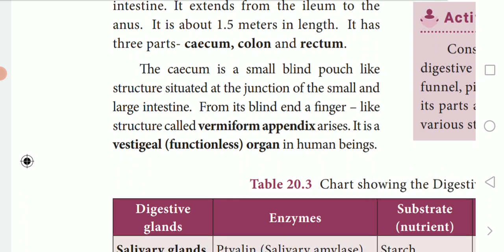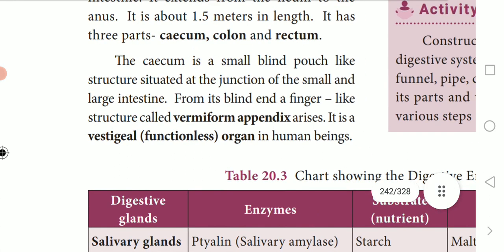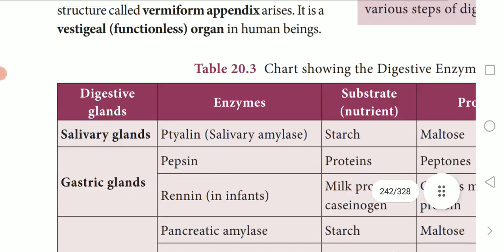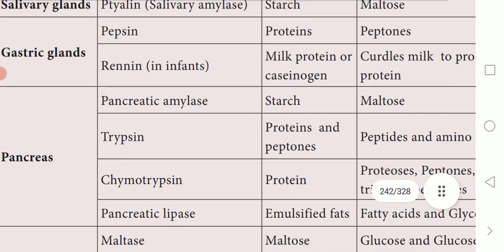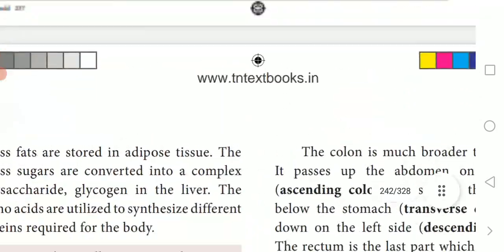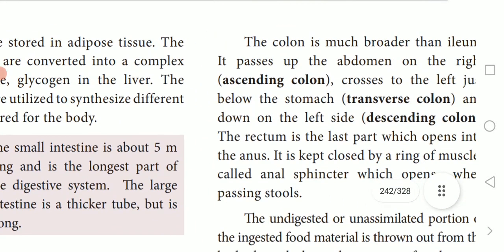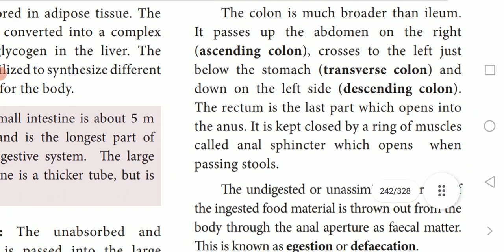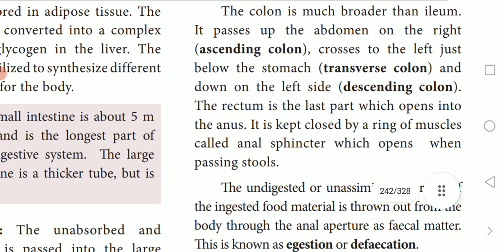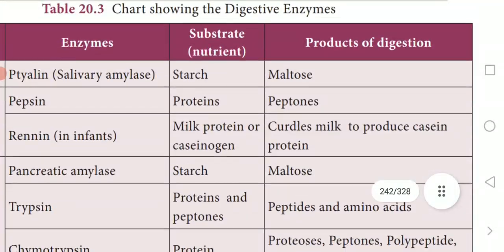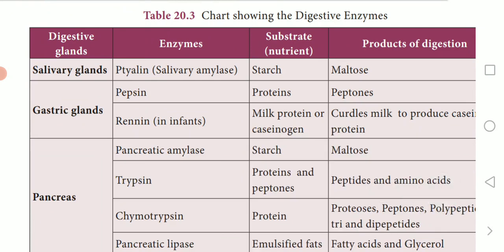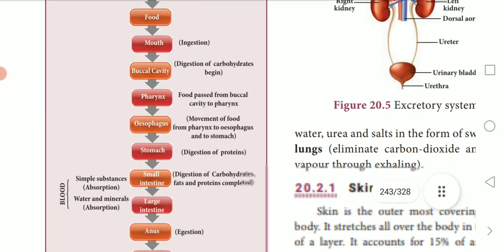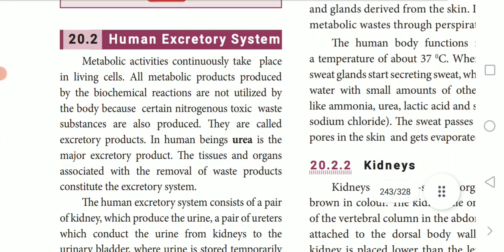The next topic is the large intestine. Unabsorbed and undigested food is passed into the large intestine. It extends from the ileum to the anus and is about 1.5 meters in length. It has three parts: cecum, colon, and rectum. The cecum is a small blind pouch-like structure situated at the junction of the small and large intestines. From its blind end arises a finger-like structure called the vermiform appendix. It is a vestigial organ in human beings.